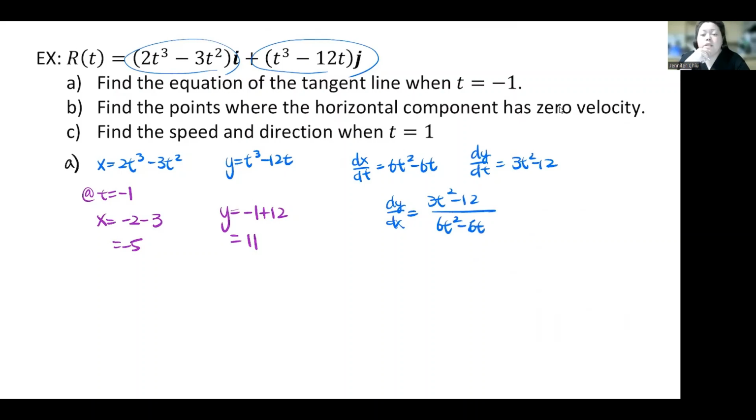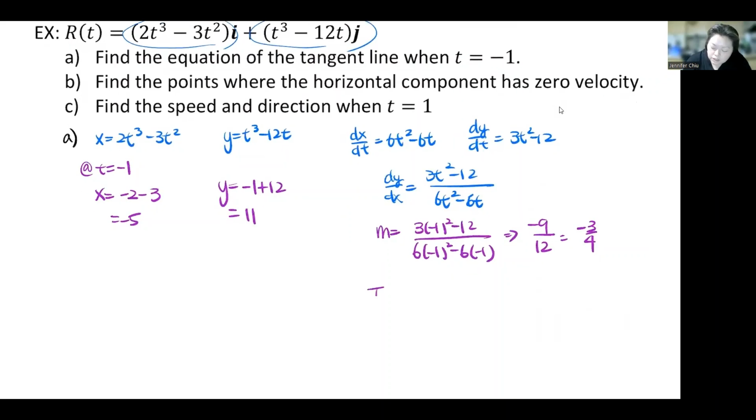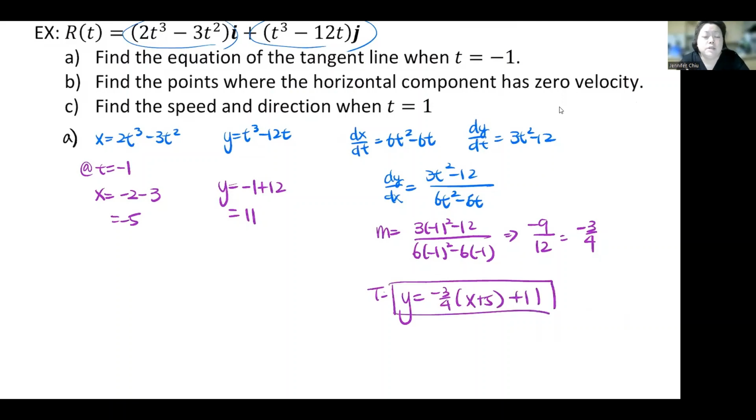Now, if you were being asked for the slope, you would totally simplify this. But because we're using this to find the tangent line, just go ahead and plug in negative 1 and figure out what the slope is. So the slope is equal to 3 times negative 1 squared minus 12 over 6 times negative 1 squared minus 6 times negative 1. That will give me negative 9 over 12, which is negative 3 over 4. So your tangent equation is really y equals negative 3/4 (x plus 5) plus 11. So that's my tangent line at t equals negative 1.